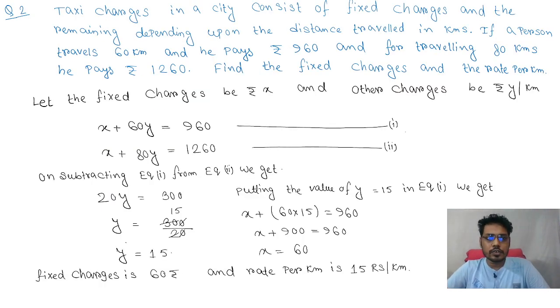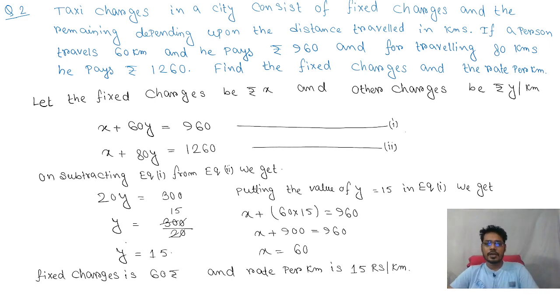Now in the second question, taxi charges in the city consist of fixed charges, and the remaining depends upon the distance traveled in kilometers. If a person travels 60 kilometers he pays rupees 960, and for traveling 80 kilometers he pays rupees 1260. Find the fixed charge and the rate per kilometer. So the fixed charge is rupees X, we assume this, and the cost of traveling is Y rupees per kilometer.